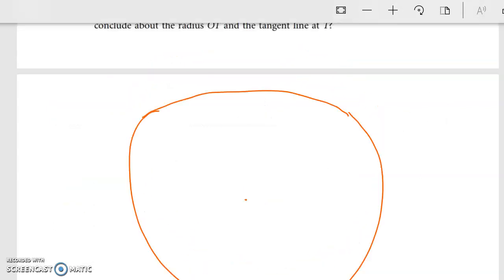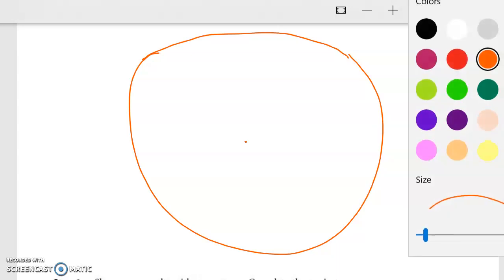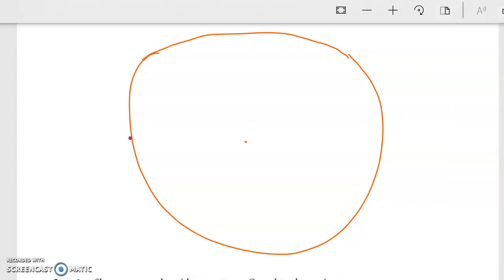So we have our center. And we're going to use a straight edge, and we're going to draw a line that appears to touch the circle at only one point. We're going to label that OT, and then construct segment OT, and then we are going to look at the radius. So for example, let's pick this point here. We're going to label it T. Go ahead, take your ruler and line it up so it looks like it's only going to touch the circle at this one point here. Oh, we're making a segment. Let's go look at the picture. No, we're making a line. Okay, perfect.